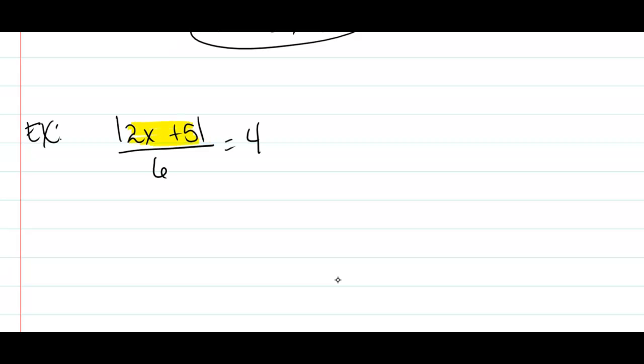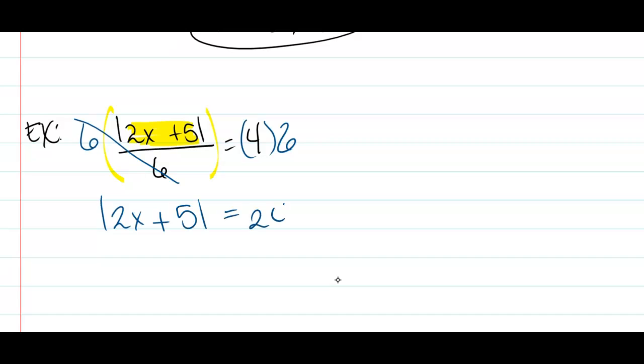Let's go ahead and do another example. For this one, our absolute value is not isolated. We need to get rid of that division by 6. So we do the inverse, and the inverse of dividing by 6 is multiplying by 6. So we're going to multiply the left side by 6 and the right side by 6. These two cancel. We get the absolute value of 2x plus 5 is equal to 24.